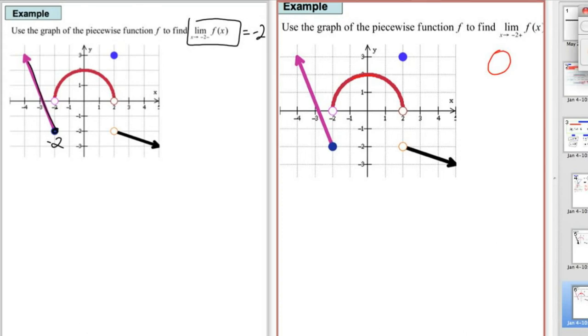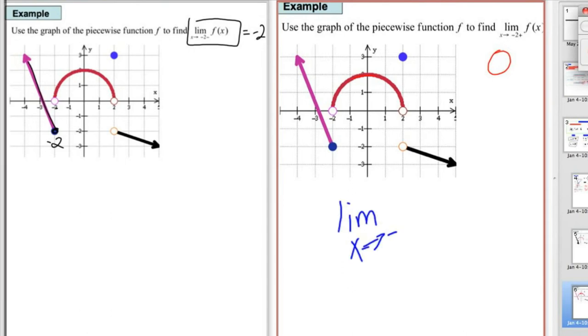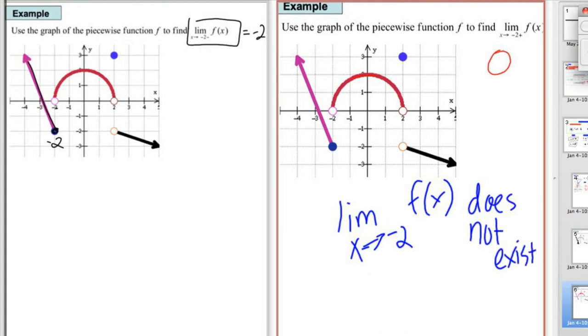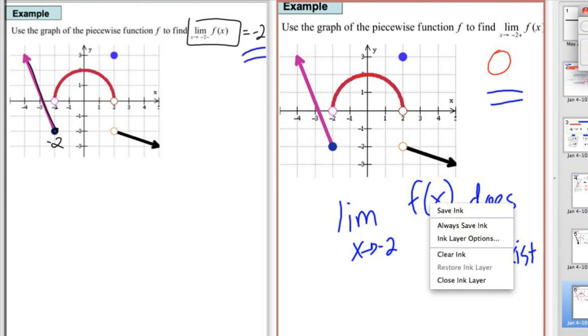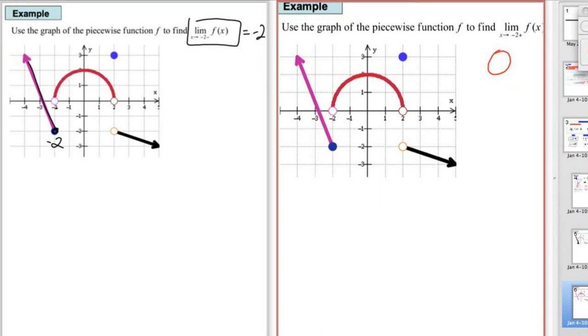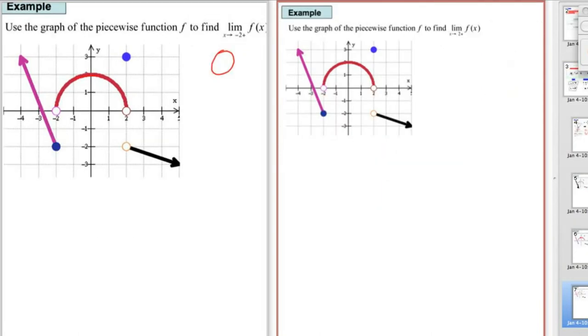So if we were asked the following question, what's the limit as x approaches -2, we would say that it does not exist. If that was our question being asked, what happens as x approaches -2? Sometimes they don't exist because they conflict. In this case, they conflicted. One gave us 0, one gave us -2. So what about the next question?